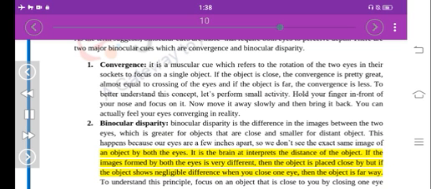If the image formed by both the eyes is very different, then the object is placed close by, but if the object shows negligible difference when you close one eye, then the object is far away. To understand this principle, focus on an object that is close to you by closing one eye and then closing the other while opening the first eye.